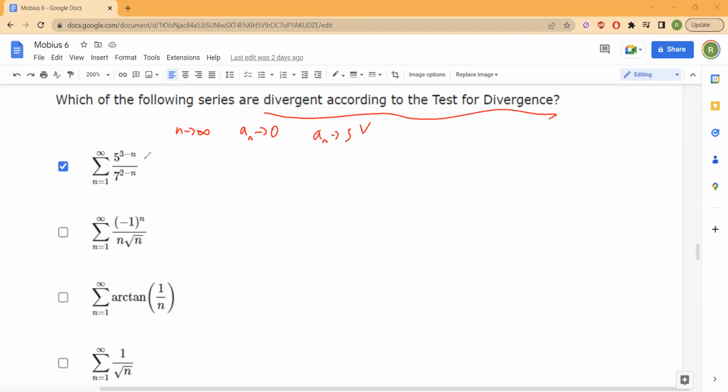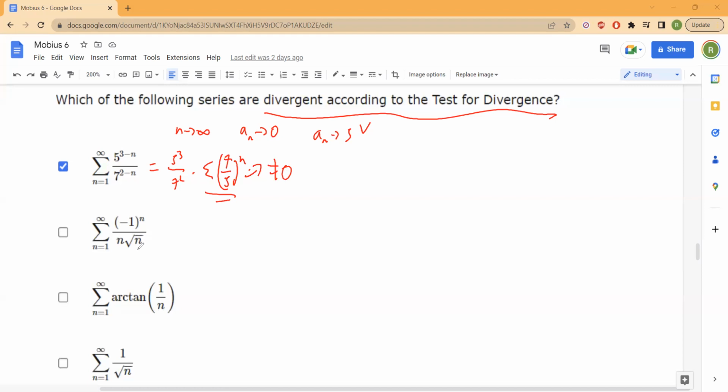So over here, what do we have? We have a series with n from 1 to infinity. We can factor 5 cubed and 7 squared out of it. So it would become 5 cubed over 7 squared times the sum, and because it's negative n, your 7 and your 5 would flip, so we get (7 over 5) to the power of n. As n approaches infinity, this term is not going to approach 0. And so you know that this series is divergent.